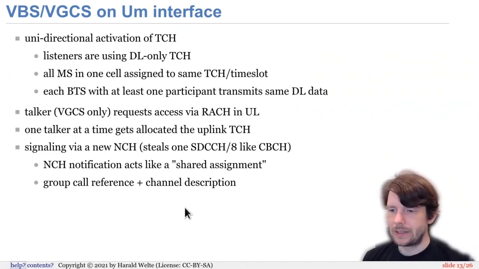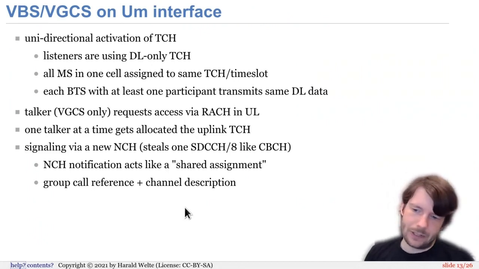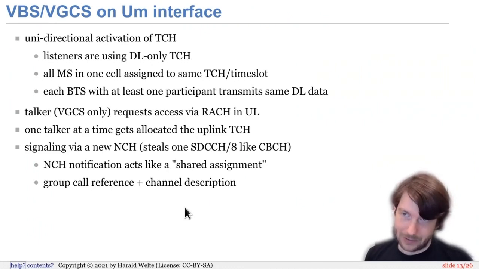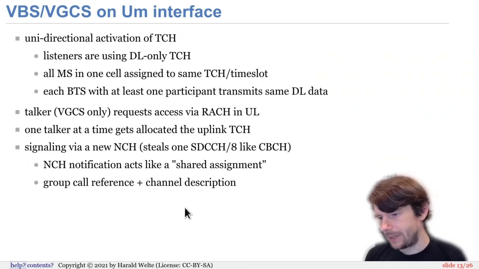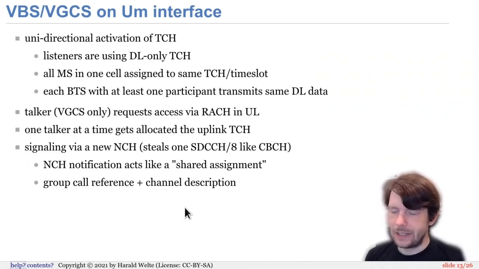Every group needs one traffic channel in a cell, and then all the listeners are basically assigned to that same channel. If you have a group that spans multiple BTSs, which of course is the normal case, then each BTS within that coverage area with at least one participant transmits the same downlink data. So you basically have one TCH per BTS used for such a group call, irrespective of how many subscribers within that BTS are part of that call.